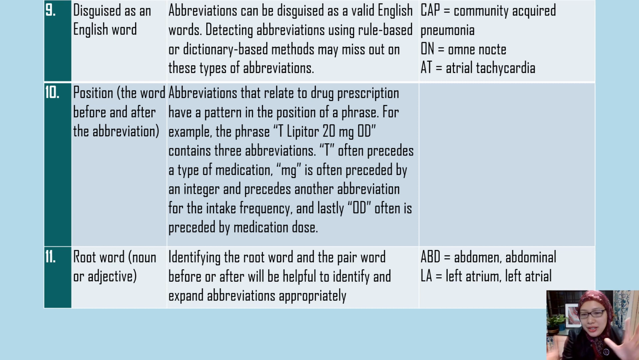So those kinds of expansion later on, once you detect it, may actually give an indication whether your expansion is correct or not. So those are the 11 features of abbreviations that we elicited from this study.